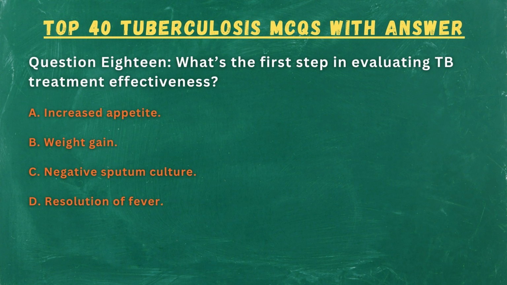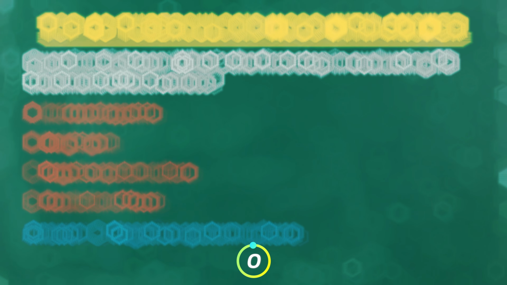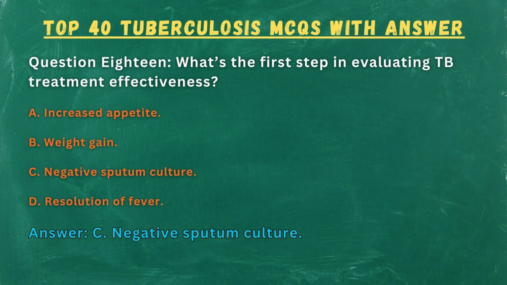Question 18. What's the first step in evaluating TB treatment effectiveness? A. Increased appetite. B. Weight gain. C. Negative sputum culture. D. Resolution of fever. Answer. C. Negative sputum culture.